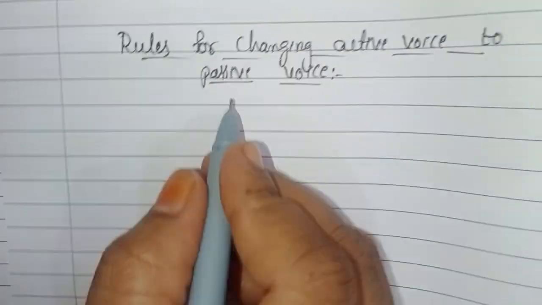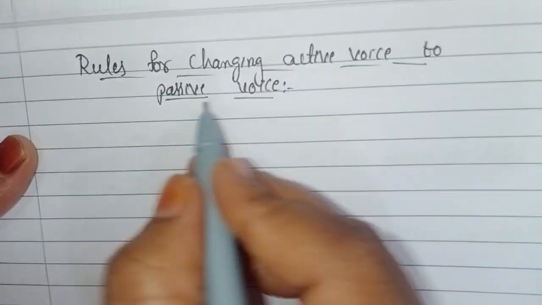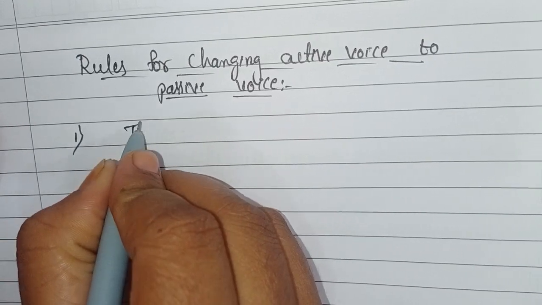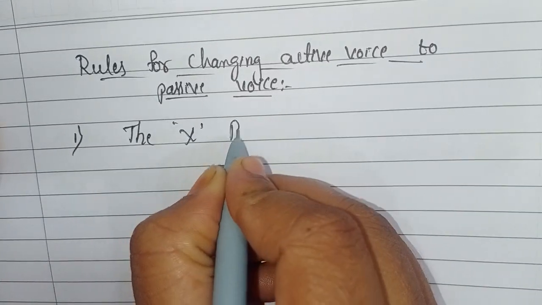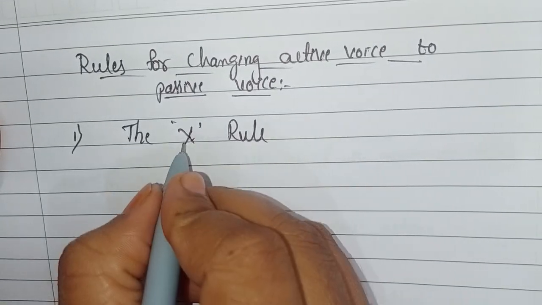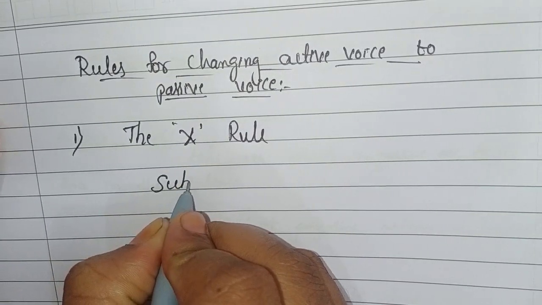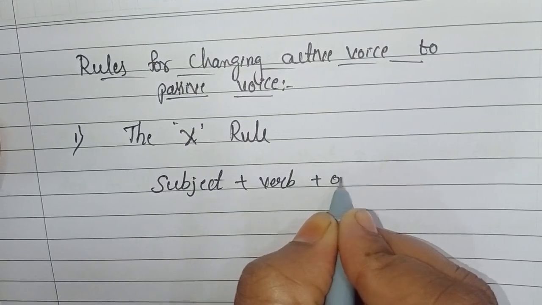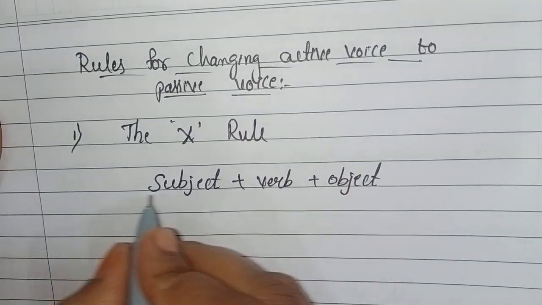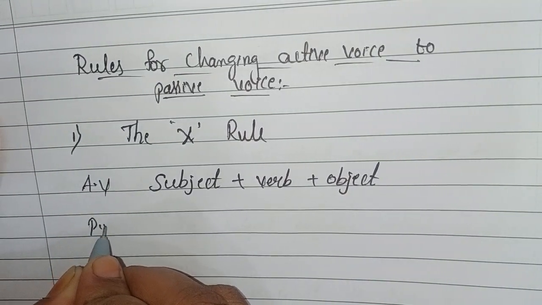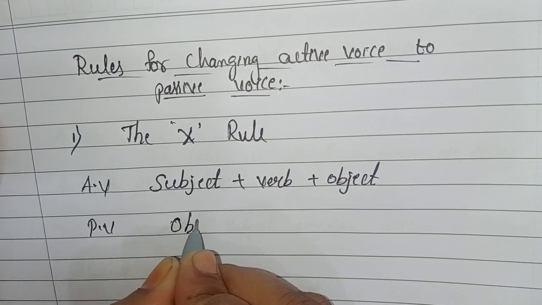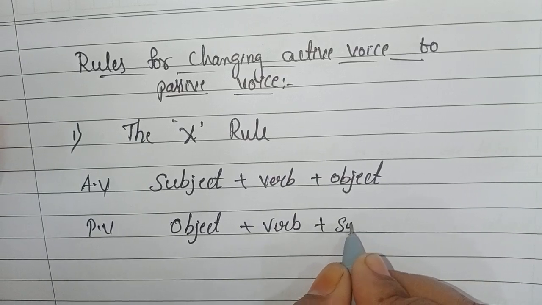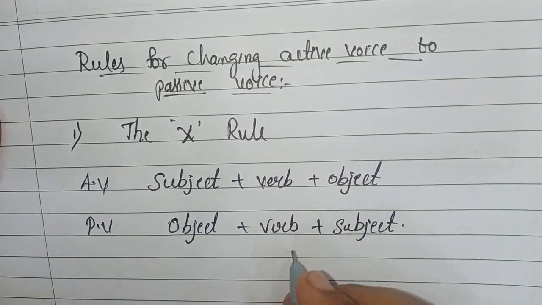Now I will tell you some of the rules for changing active voice to passive voice. Rule number 1 is the rule of X. As I said in the last example, in the active voice we have subject plus verb plus object. When we change it into the passive voice, it becomes object plus verb or action plus subject. This is the rule of X.